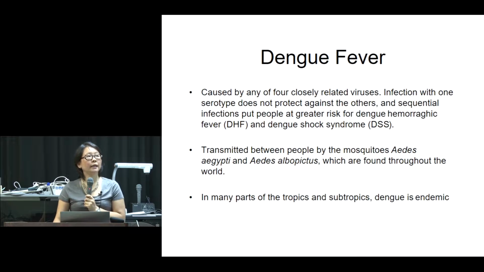Dengue is caused by any of 4 closely related viruses. The infection with one serotype will not give you immunity to the others, and sequential infections will put people at greater risk for dengue hemorrhagic fever and dengue shock syndrome. Dengue is transmitted between people by mosquitoes, Aedes aegypti and Aedes albopictus, which are found throughout the world. And in many parts of the tropics and subtropics, dengue is endemic.